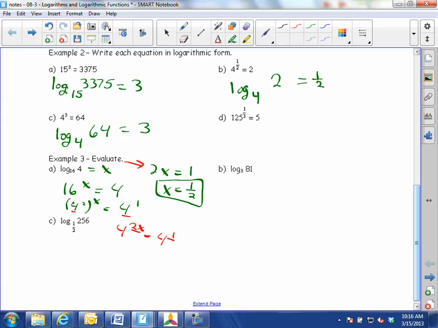Okay? Alright, let's look at B. If I was going to rewrite it so it's in exponential form, how would I rewrite it? 3 to the x equals 81. Good. 3 to the x equals 81, because we don't know what the exponent is. A logarithm is always equal to the exponent. And I need to get the bases to be the same. So 3 to the 4, and so x is 4.